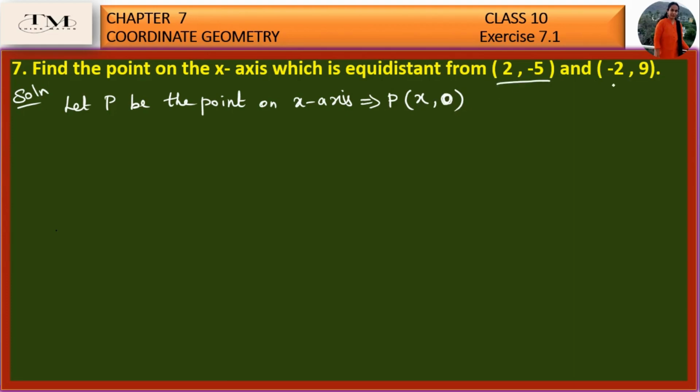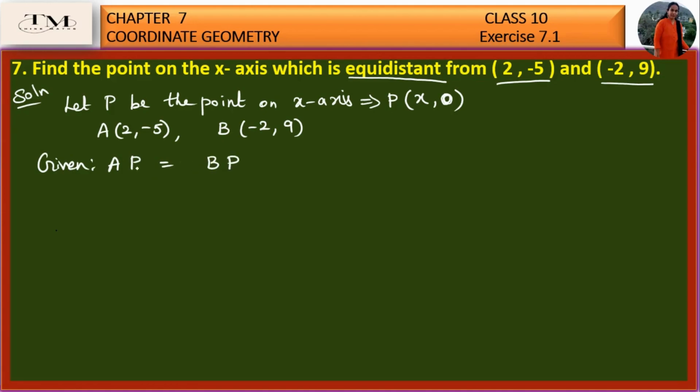Let us name these 2 points as A comma B. So A is 2 comma minus 5 and B is minus 2 comma 9. So what is given? This point P is equidistant from A and B. So it is given that AP is equal to BP. So P is equidistant from A and B means AP and BP are equal. Now we have to find out the distance of AP and BP.